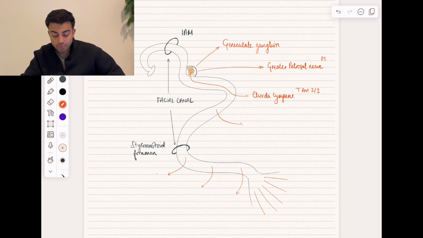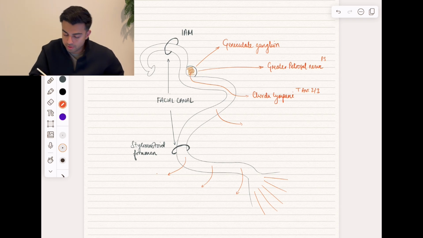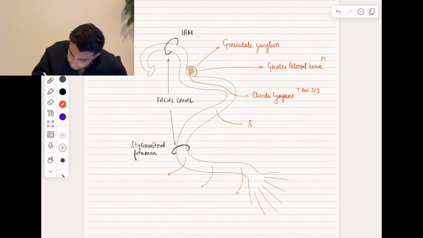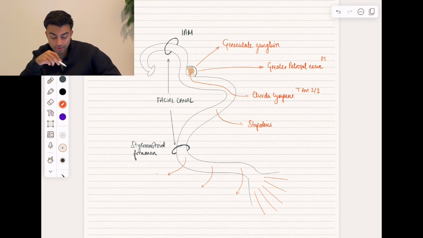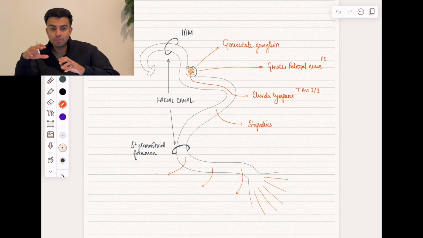The last branch within the facial canal is the branch to the stapedius muscle. Now, this is quite important because if the stapedius muscle or the facial nerve to the stapedius muscle gets damaged, you get hyperacusis because the stapedius muscle is responsible to dampen loud sounds.